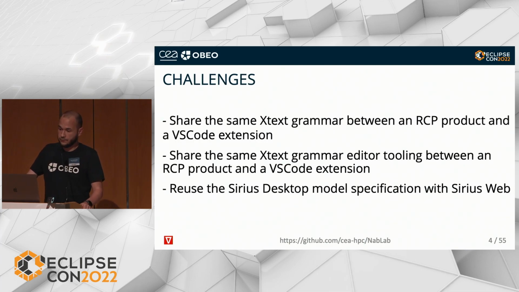We will try to focus on the challenges faced during the development: how to share the same Xtext grammar between an RCP product and a VSCode extension, how to share the same Xtext grammar editor tooling between an RCP product and a VSCode extension, and how to reuse the Sirius desktop model specification file with Sirius Web. As you can see, one of the main goals was to keep the existing versions of grammar, tooling, and configuration files as much as possible.